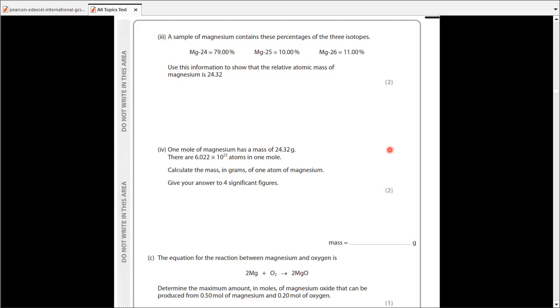Okay, so the next part. 1 mole of magnesium has a mass of 24.32 grams. There are 6.022 times 10 to the power of 23 atoms in 1 mole. Calculate the mass in grams of 1 atom of magnesium. Give your answer to 4 significant figures. Okay, that's simple. You just divide 24.32 by the number of atoms.